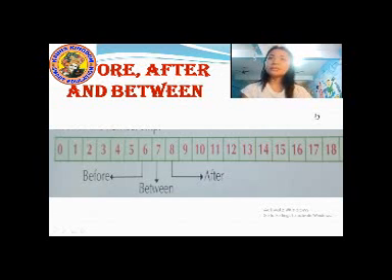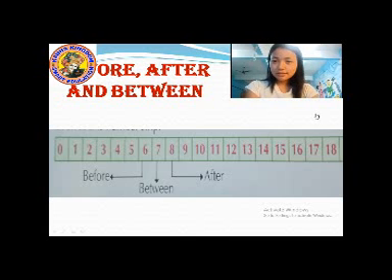What does it mean? It means 6 comes just before 7. 8 comes just after 7. Sorry, after 7. And 7 comes in between 6 and 8. Got it? What does it mean? It means 6 comes just before 7, and 8 comes just after 7, and 7 comes in between 6 and 8.